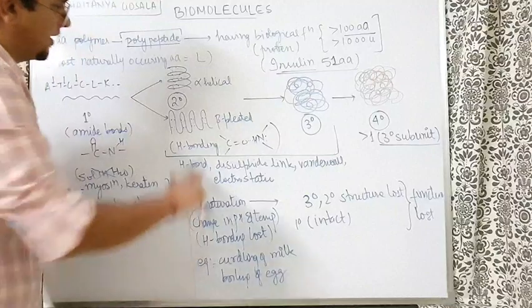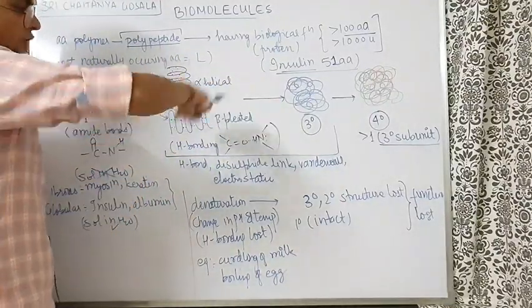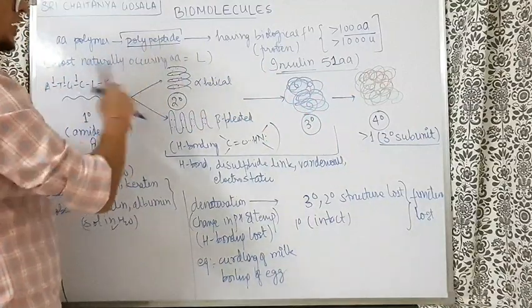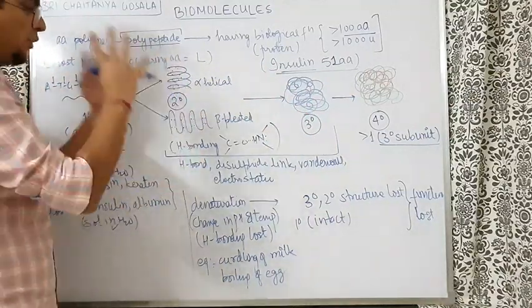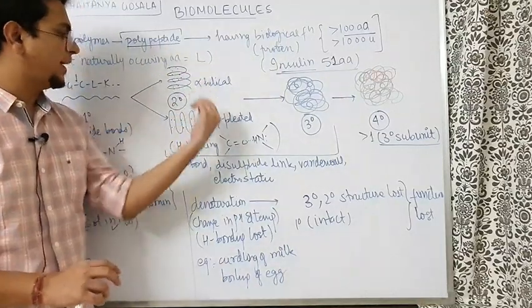There are two secondary structures, alpha helical and beta pleated sheet. So this is a sheet-like structure, beta pleated, or an alpha helical structure is there. Both structures are possible and both are stabilized by hydrogen bonding. So secondary structures are of two types, alpha helical and beta pleated.